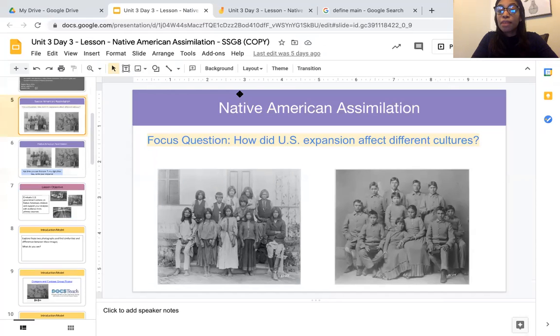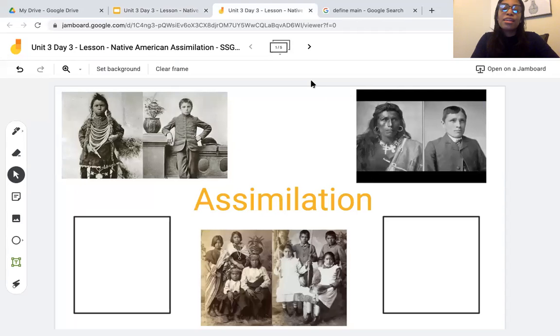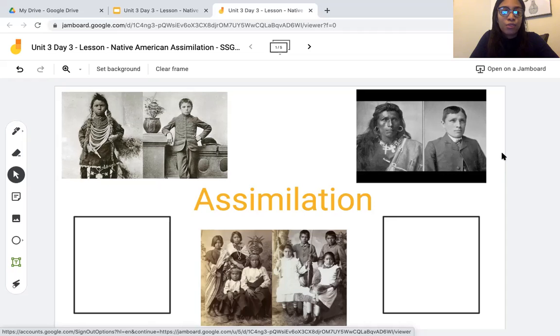Well, we can learn it by, of course, being more familiar with the concept of assimilation. And the way that we're going to do that is through a Jamboard, and we're going to work together or collaborate, okay? So what do you think assimilation means based on these photographs?